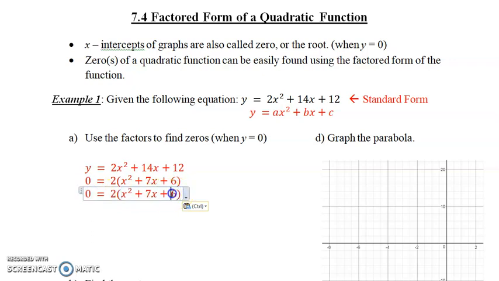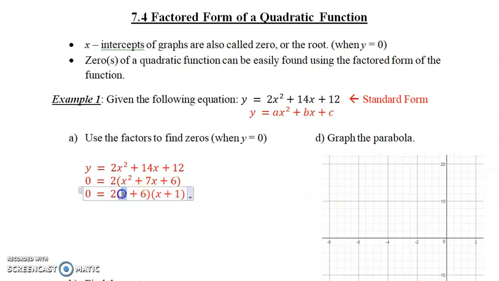Two numbers multiplied together give me 6, added together give me 7. That's pretty straightforward. It's just x plus 6 and x plus 1, and it doesn't matter the order. And that tells us that the x-intercepts are going to be negative 6 and negative 1.